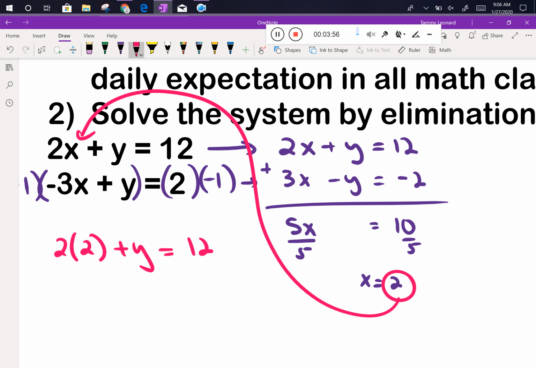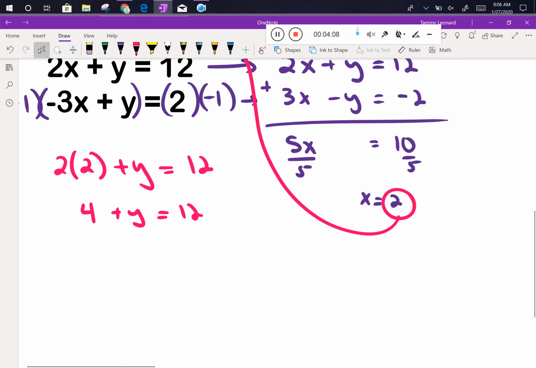And now again, I have a simpler equation that I can solve. So that says 2 times 2. Well, how much is that? 4. So I've got 4 plus y equals 12. How do I get y alone? Divide. Really? Maybe subtract, right? Because the 4 is adding to the y, so the opposite of adding is to subtract.